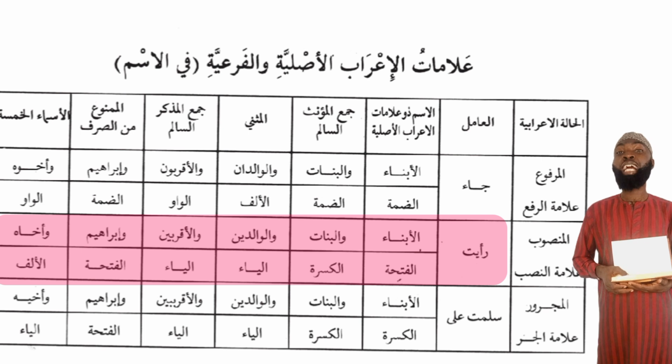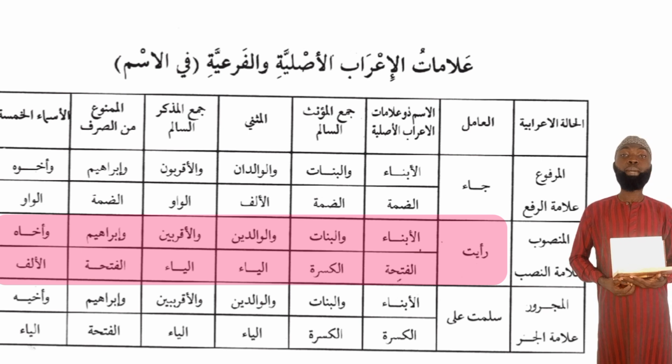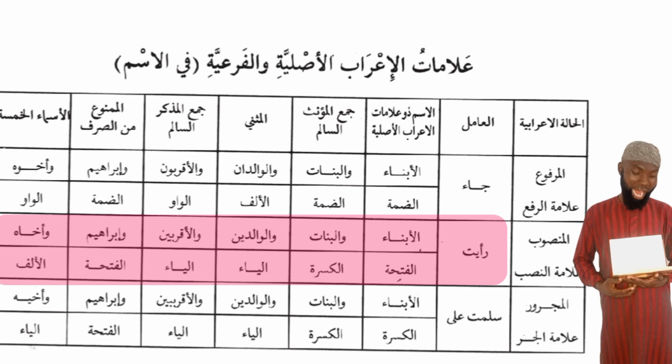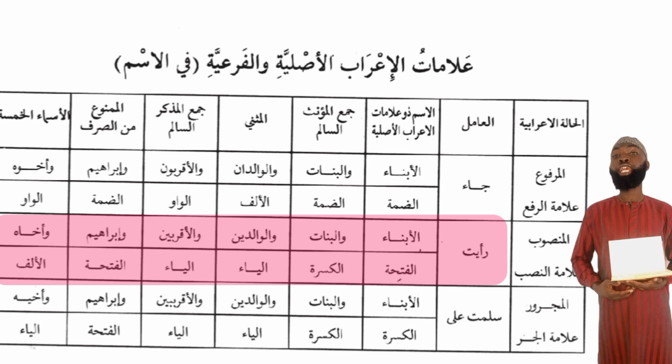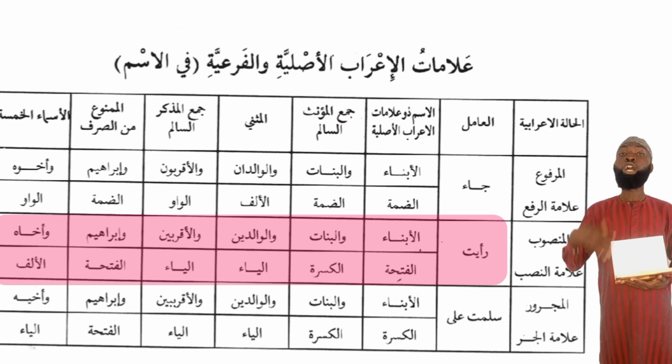The next one is wal aqrabina, aqrabina. So since this word is jam'ul mudhakkar salim, sound masculine plural, the sign that will show when it is in the accusative case will be the ya. Then the word Ibrahima, you can see it is still fatha. Ra'aytu Ibrahima, I saw Ibrahim. So al-asma'ul mamnu min as-sarf, such words whenever they appear, their sign of declension in the accusative case will be fatha.